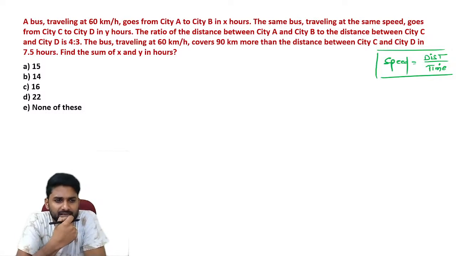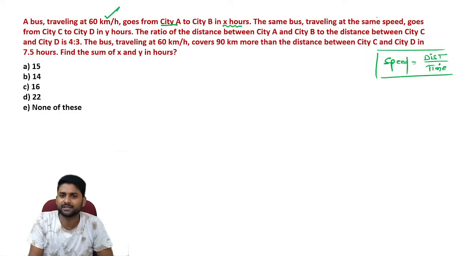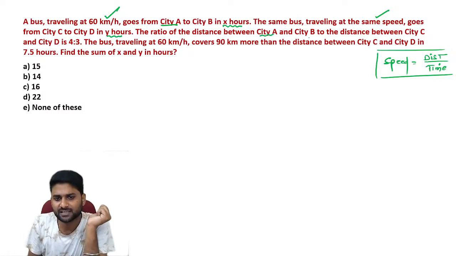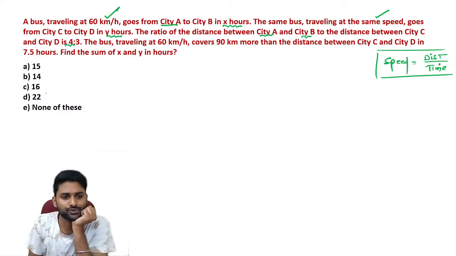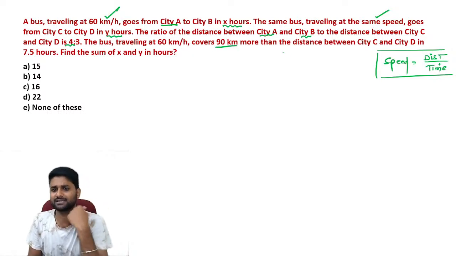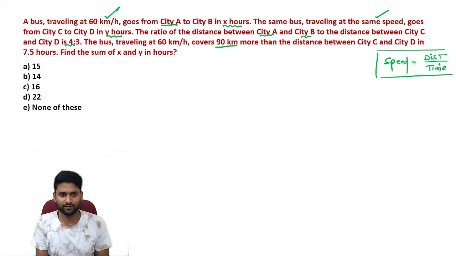Now see, a bus traveling at 60 km per hour goes from city A to B in X hours. The same bus, traveling at the same speed, goes from city C to D in Y hours. The ratio of the distance between city A and city B and the distance between city C and D is 4 is to 3. The bus traveling at 60 km per hour covers 90 kilometers more than the distance between C and D in 7.5 hours. Find the sum of x and y.